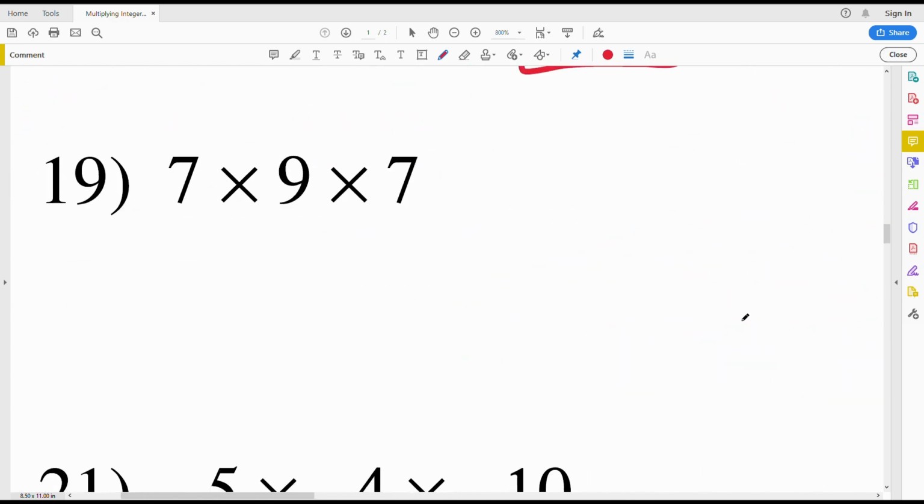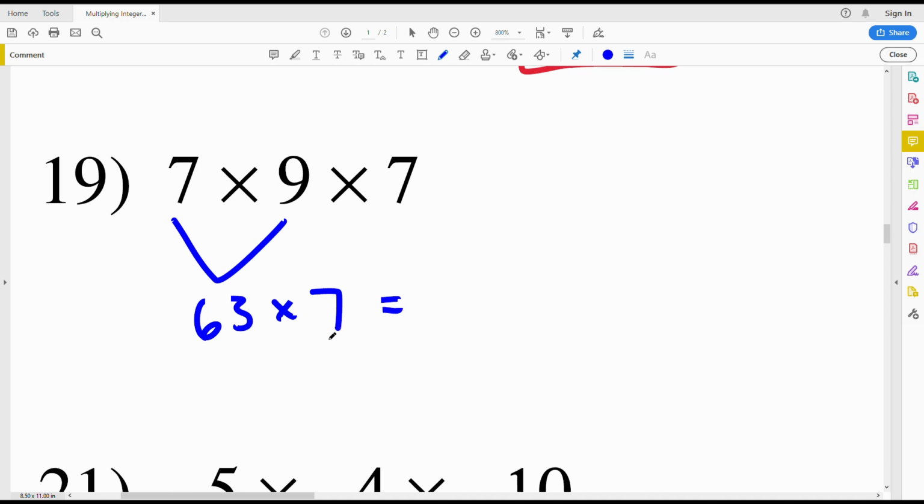In number 19, we have a positive times a positive times a positive. Well, I know that a positive times a positive is going to be a positive, and if we have a positive left over, a positive times a positive will give me a positive. So my solution is going to be positive. Now I just got to do out the math. 7 times 9, that's going to be 63. So I'll have 63 times 7.